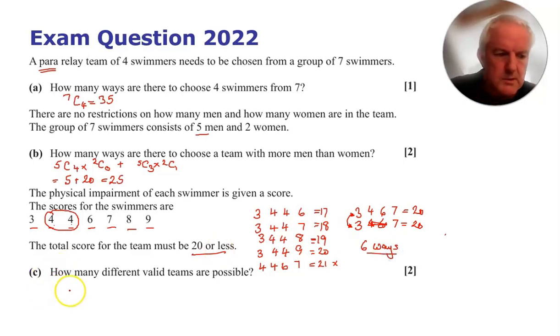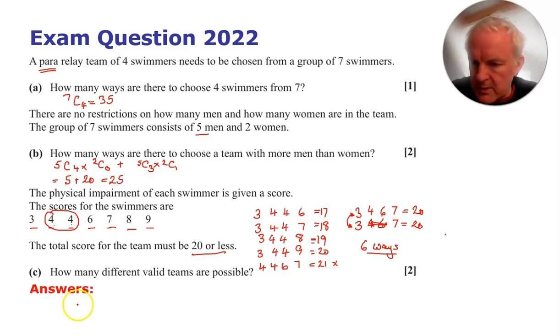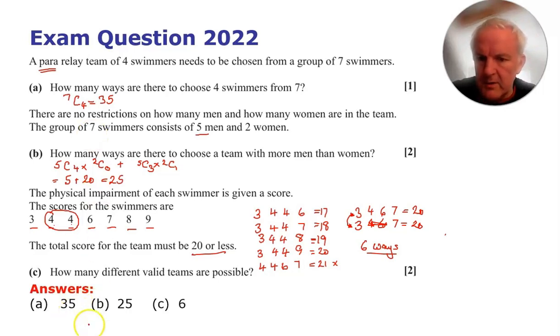Okay, let's just check my answers. I got these from the exam board, so these should be right. 35, we got 25 and 6. Good. There was actually a part D, from memory about Quicksort, so we don't want to worry about that on this video, but do by all means look at Quicksort.